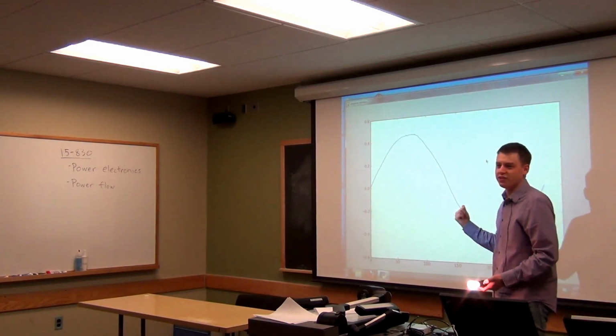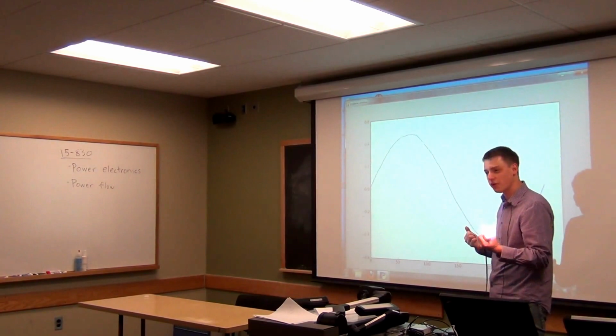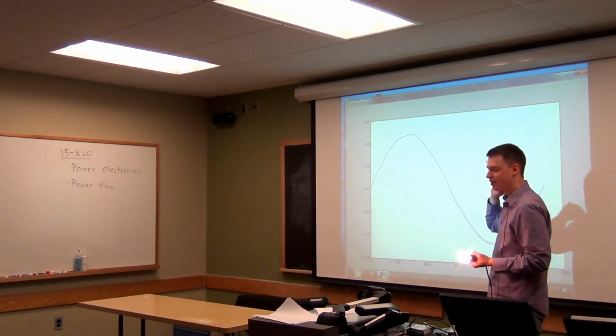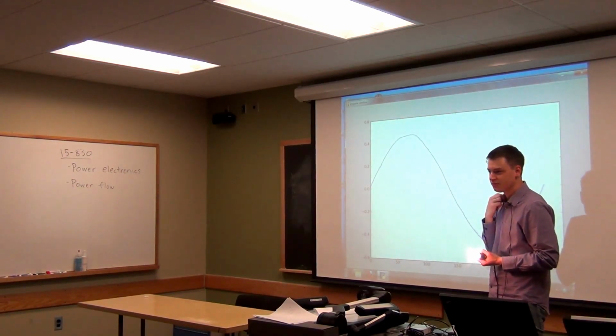Okay, so this sort of makes sense to us, right? This is a light bulb. It's one of the simplest loads. It's a purely resistive load, and so all it does is create a current waveform that is in phase with the voltage.